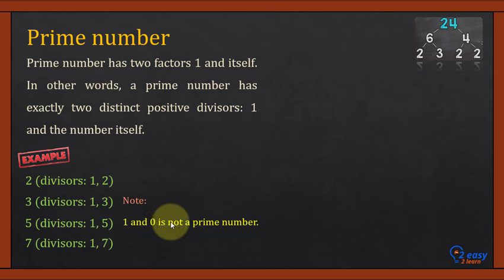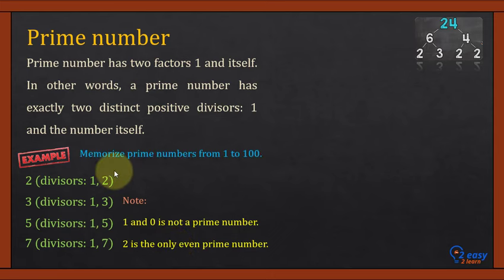1 and 0 are not prime numbers. According to the definition, a prime number must have two factors, 1 and itself. 1 has only one factor, that's why 1 is not a prime number. 0 also doesn't have exactly two factors, that's why 0 is not a prime number. 2 is the only even prime number. Dear students, memorize prime numbers from 1 to 100.